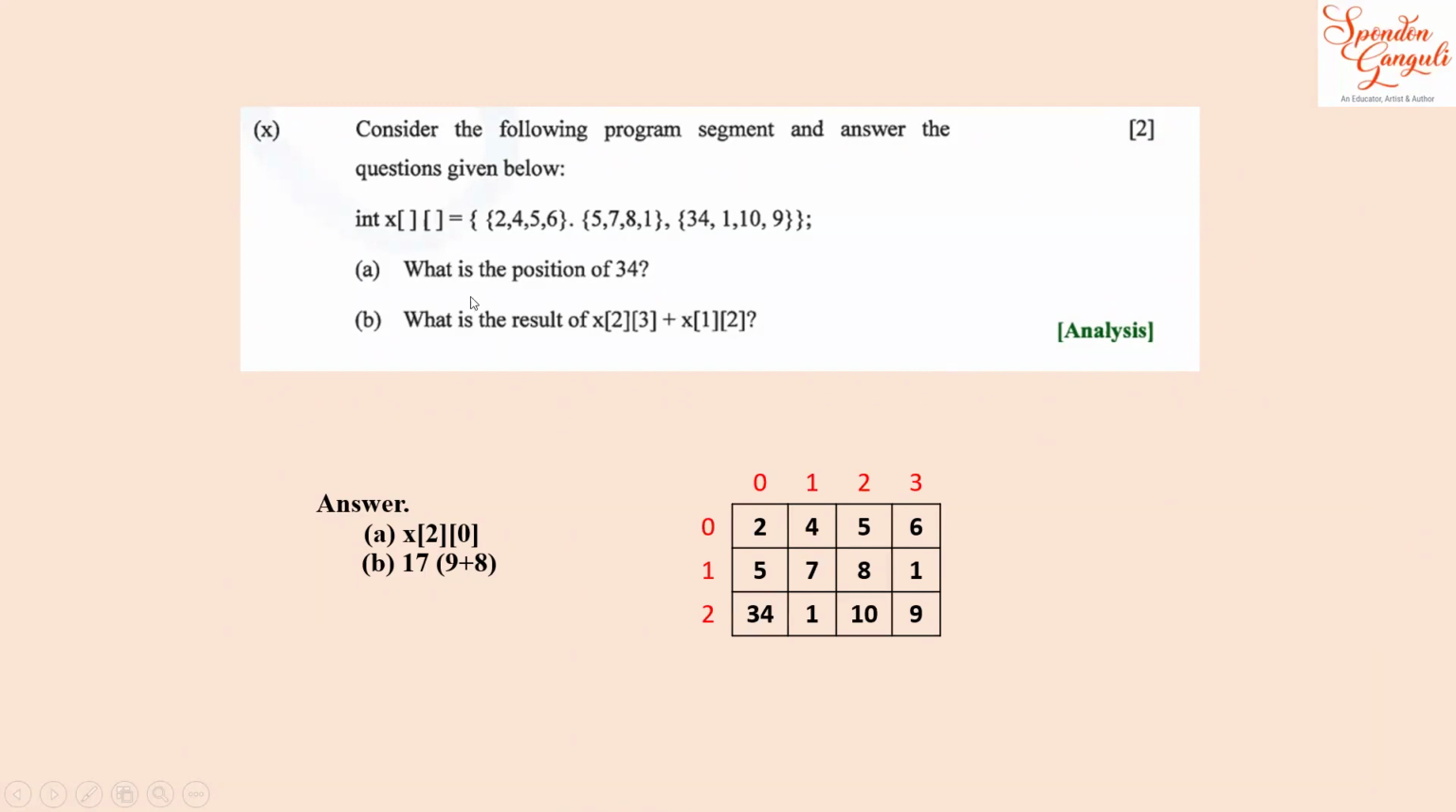So we have a two-dimensional array x with row positions 0, 1, 2 and column positions 0, 1, 2, 3. So this one is 34. It is in row 2, column 0. And for the next one, as the question asked, 2, 3 and 1, 2, it is adding 8 and 9.